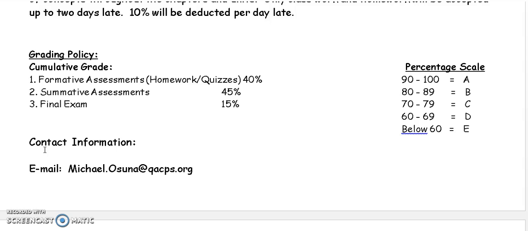And again, you can always contact me by email. That's probably the best and quickest way to contact me if you ever have any questions or if you're going to be absent. Or if you're having difficulty with a concept that we've just learned and you want to email me a question about it, please do so. Do not hesitate.